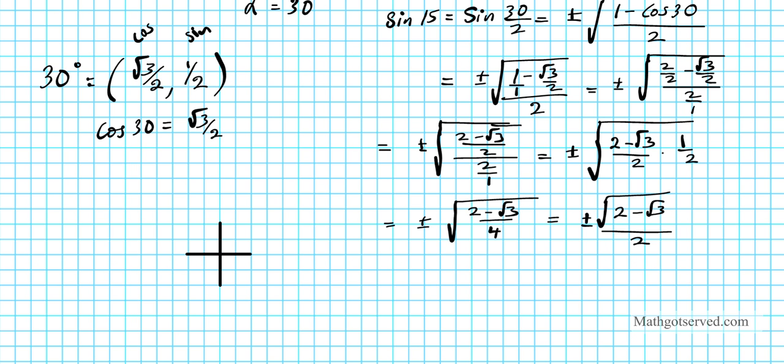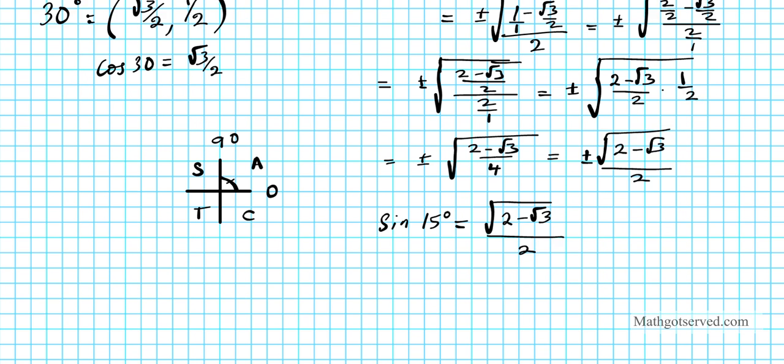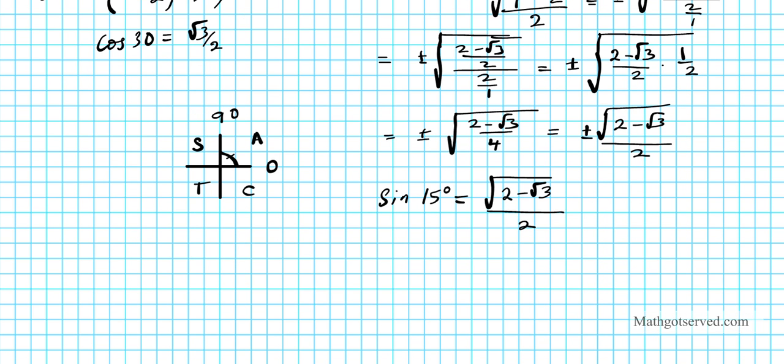Okay, so we have 0, too small, 90 degrees too big, 15 degrees is located here in quadrant 1. We know that All Students Take Calculus, the A basically means that all 6 trig functions are positive, so we have a match here. Sine is included in the A. Okay, so that means that sine 15 degrees is basically the square root of 2 minus root 3 over 2. All right, so there goes your final answer. Box that.